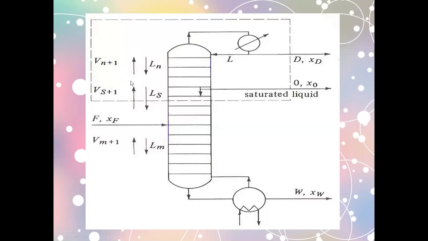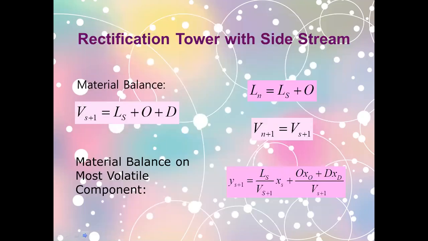Because if it's constant molal overflow, there's no change in the amount of the vapor phases and the liquid phases that leave a particular stage or tray. And that's the main assumption that we use when we use the McCabe-Thiele method of determining specifically the theoretical number of stages and everything that depends on it.